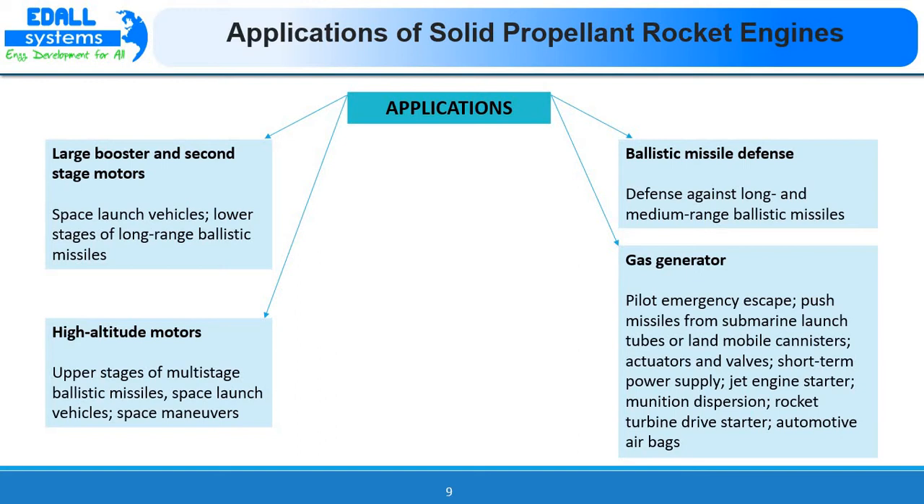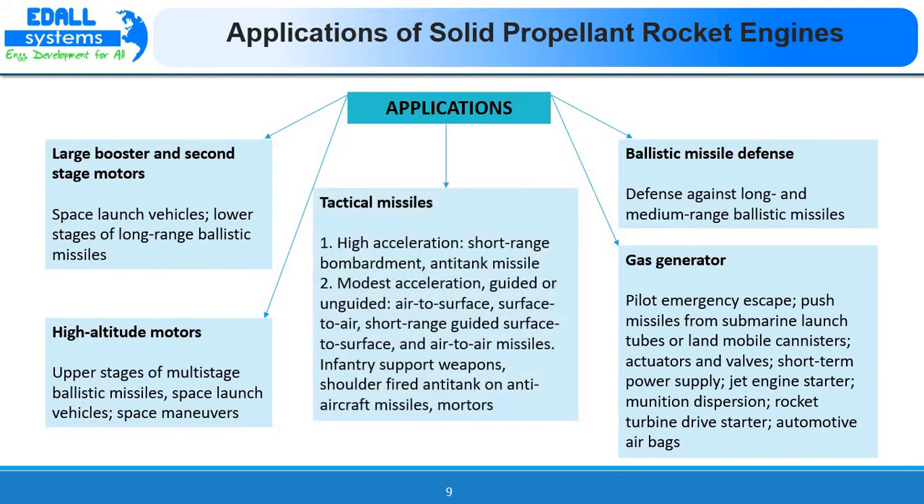It can also be used for some actuators and valves, which give a short-term power supply, jet engine starters, munition dispersion, rocket turbine drive starters, automotive uses, or airbags. So these are the various applications which come under gas generators. These are very small applications compared to what we use for our rocket engine boosters.